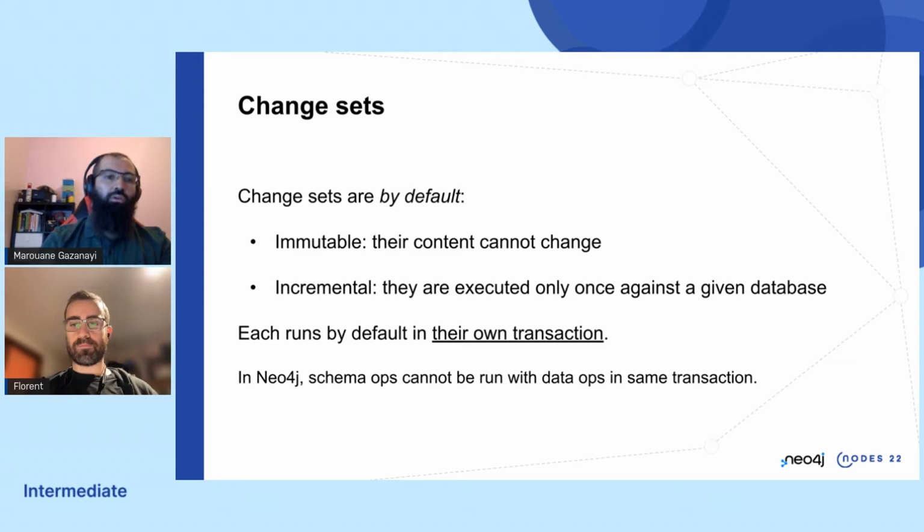Don't change them, because internally Liquibase will do some calculations to know if this change set has already been executed or not. These changes are incremental also, so we'll describe, for example, the first state you want, then the second, etc. And by default, each change set will run in its own transaction. So if something fails, it will stop right there. And just to note something, in Neo4j, the schema operations cannot be mixed with the data operations. If you create constraints, you can't execute at the same time some data operations like insert, merge, create, etc.